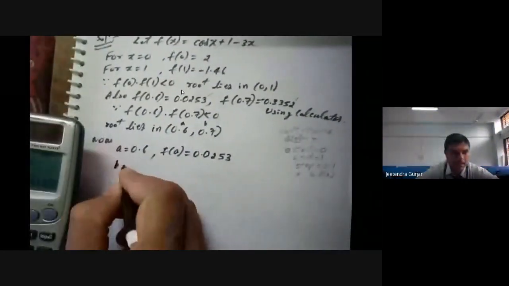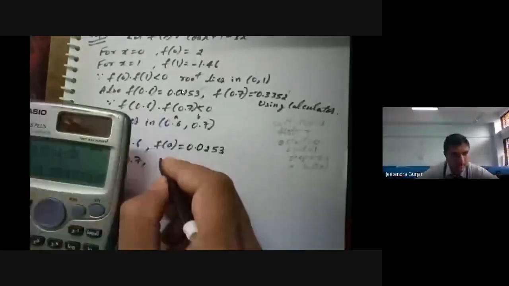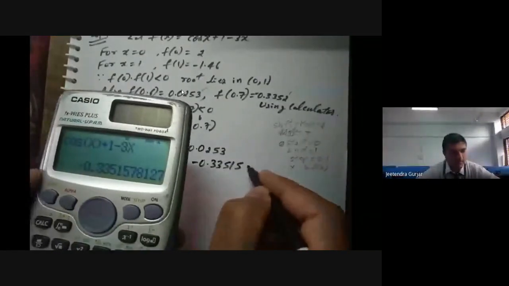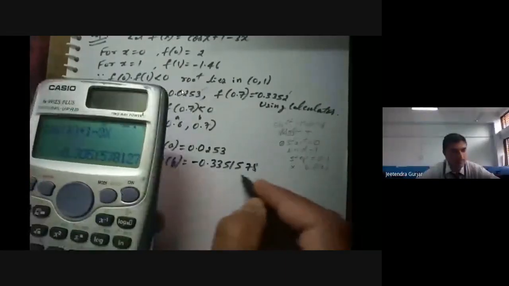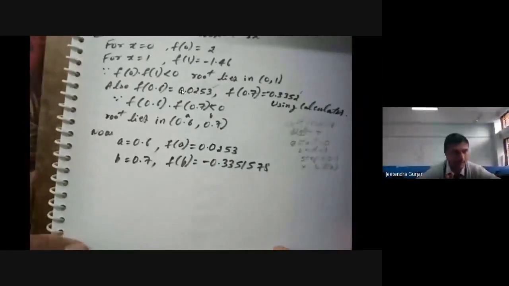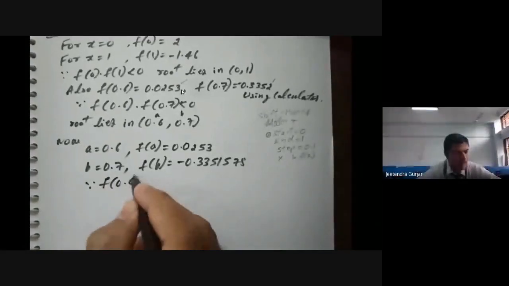Fine. Again, we will go with b, 0.7. I'll again substitute, calculate, equal to, it will ask for the x value. I'll type 0.7, and I get the answer, f of b, which is minus 0.3351578. So this is how we have to take the values. Or from the above we can take minus 0.3352. It is also correct. So now you can continue the calculation.